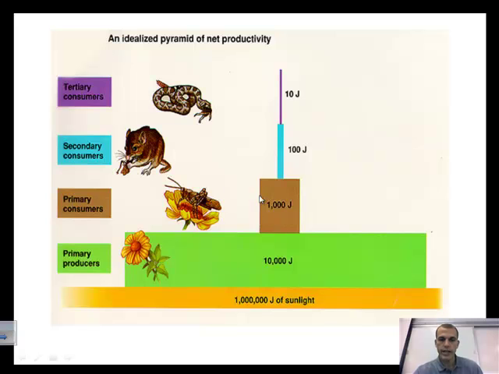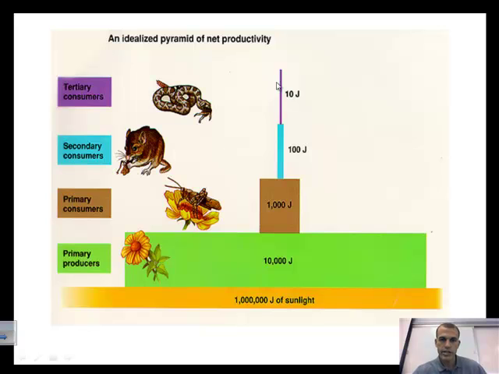And then when that grasshopper comes and consumes the plant, the grasshopper only has 10% of that energy available, so it's lost another 90% from the plant. And so every step, every trophic level we move up, we're losing 90% of the energy, and there's only 10% available from the previous one.